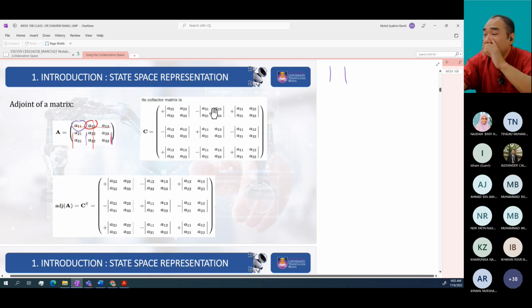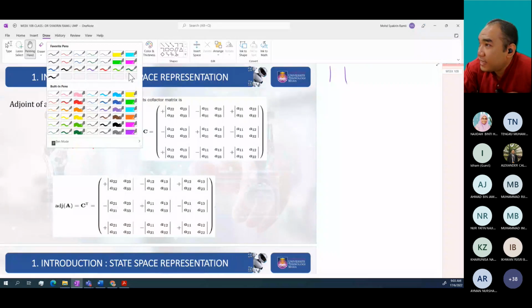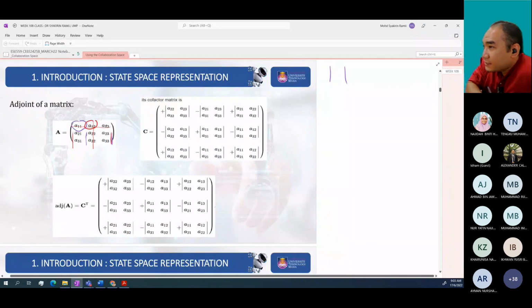And then, you notice that the sign is going to be alternating. The first one is going to be plus, minus, and then followed by plus. So macam mana yang nak dapatkan yang ketiga ni? Yang ketiga ni, as you can see, kita ambil yang ini. Kita ambil yang ini, and then we determine the determinant for this particular matrix.